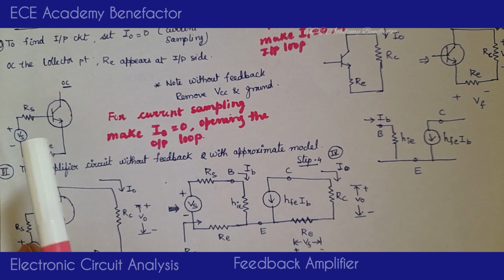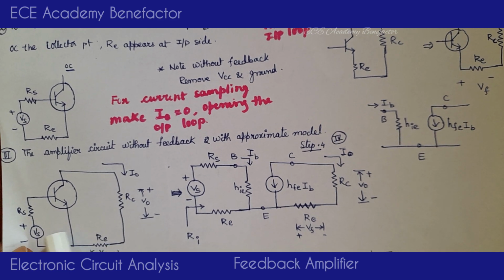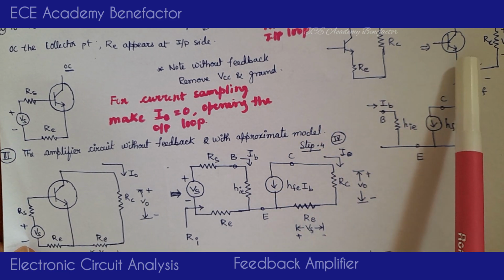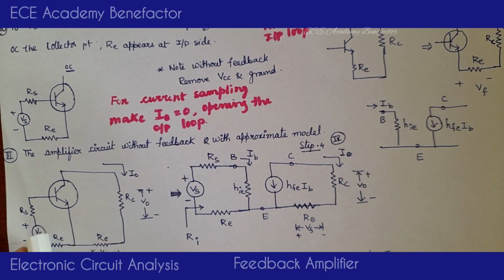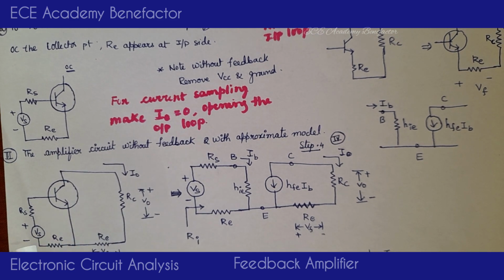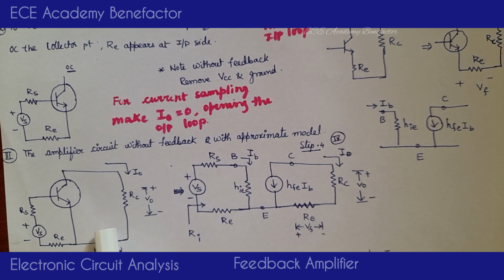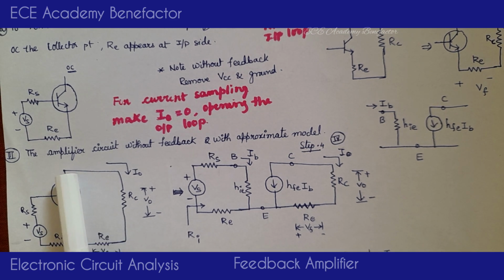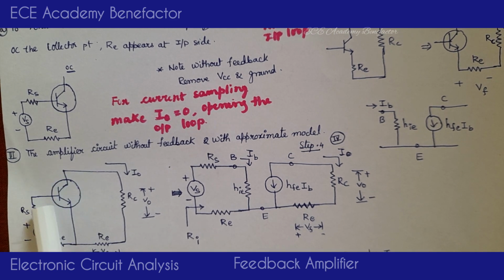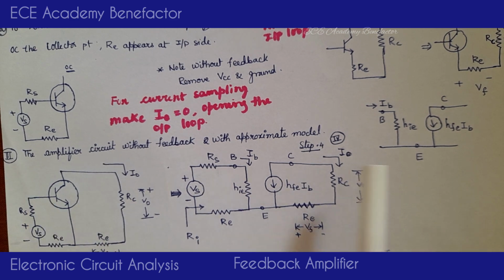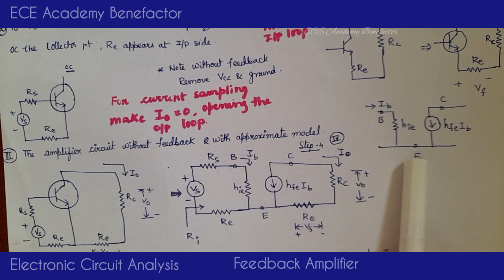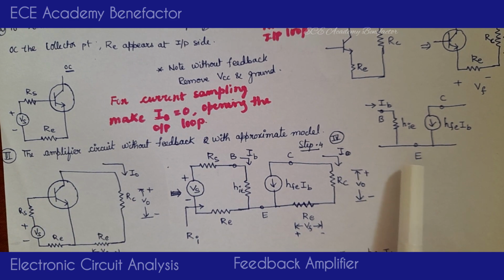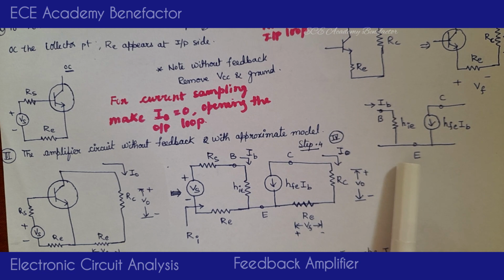This is the input circuit, drawn here, and this one is the output circuit. These two diagrams are clubbed here, input circuit and output circuit. Now what you have to do is replace this transistor with the approximate H model of the transistor.